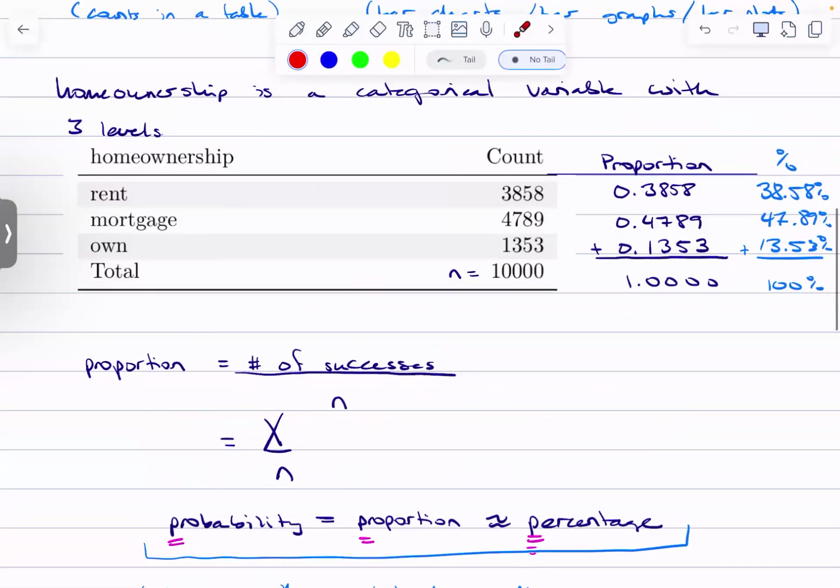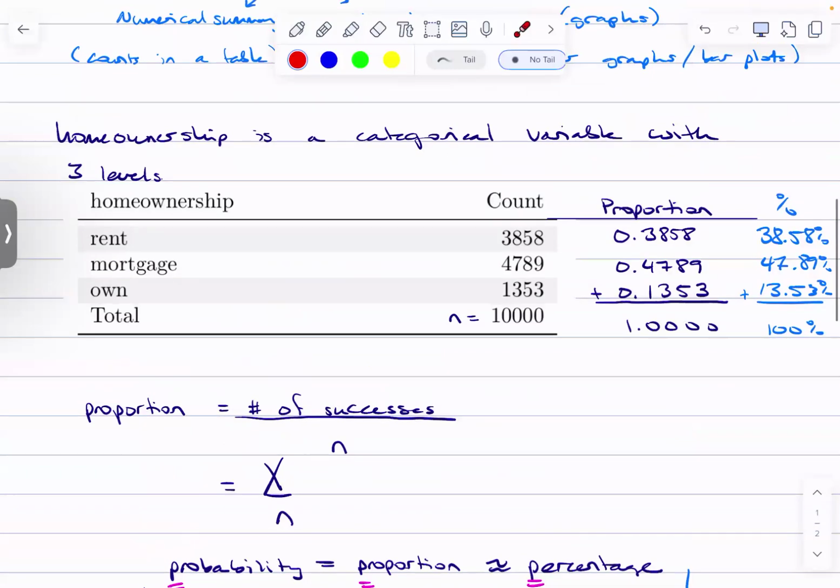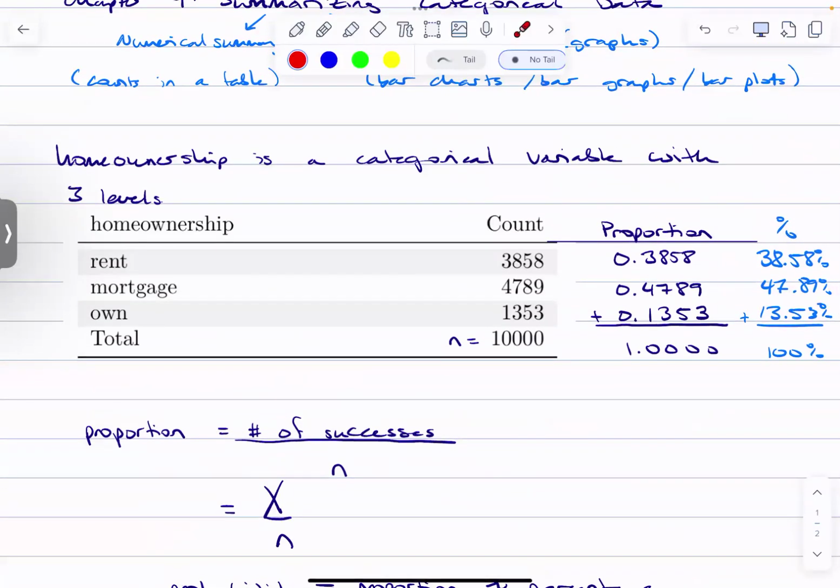Let's see here. Any questions? No. Not a lot we can do beyond converting to percentages or proportions for the table, which is pretty common that we do. But other than that, numerical summaries kind of end here. Kind of boring.